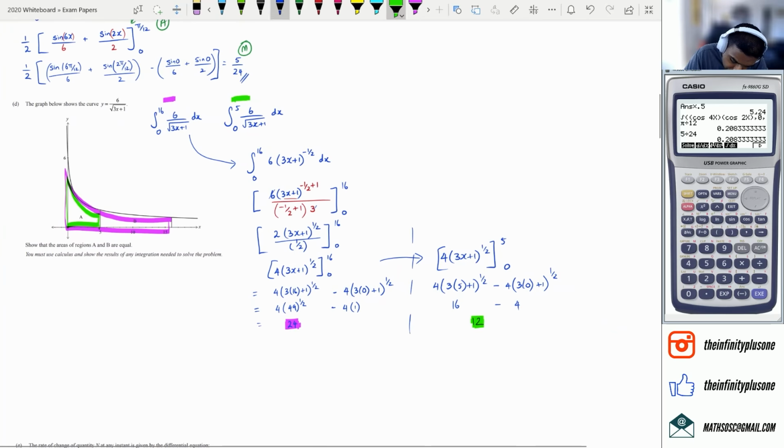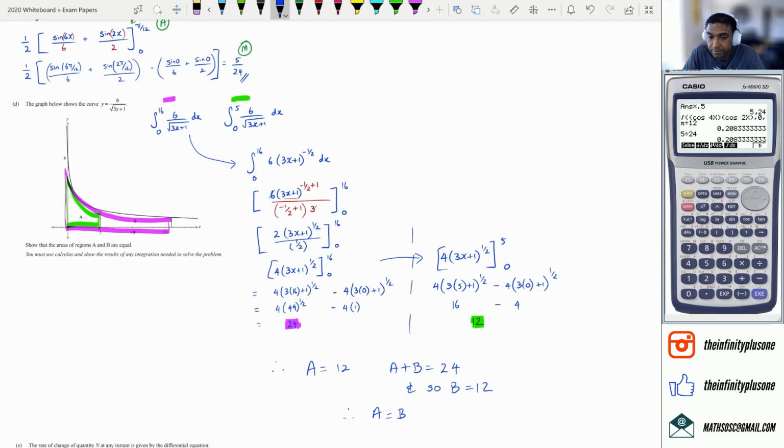So we can write a statement. Therefore, A is equal to 12, and A plus B equals 24, and so B is equal to 12. Therefore, A is equal to B.